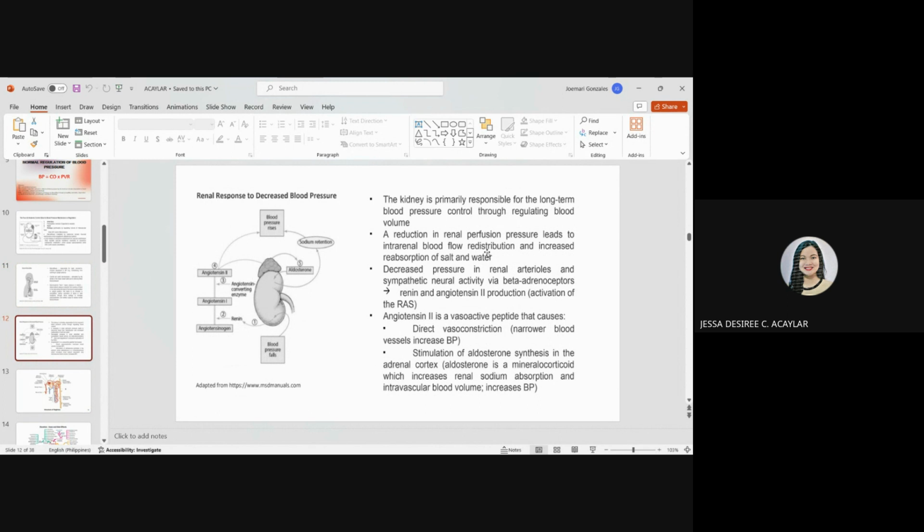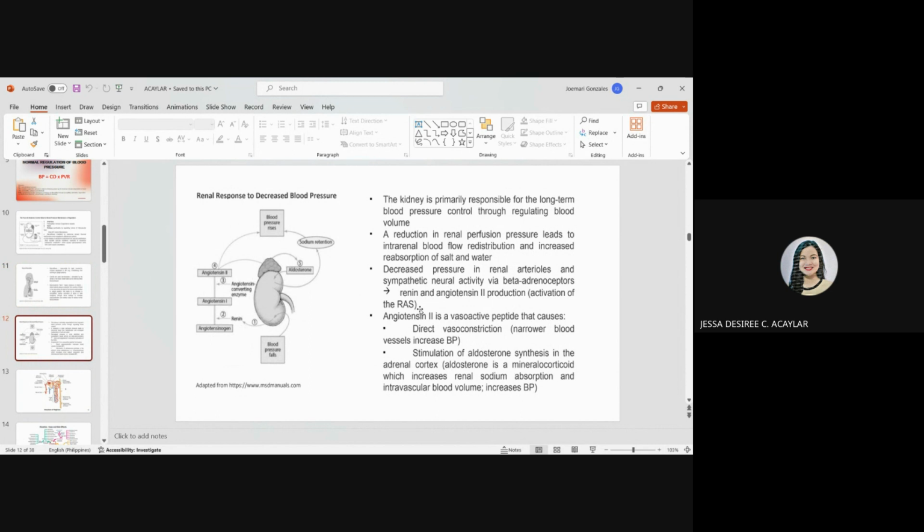So decreased pressure in renal arterioles and sympathetic neural activity via beta adrenoceptors. The renin and angiotensin II production, activation of the RAS.